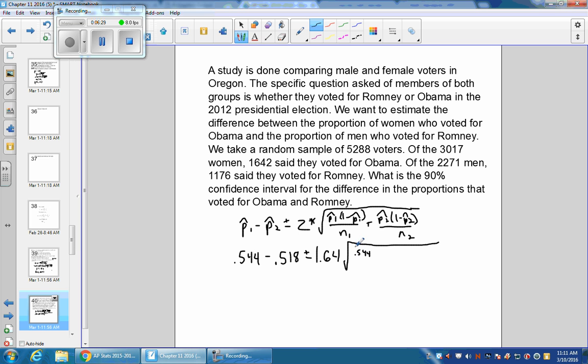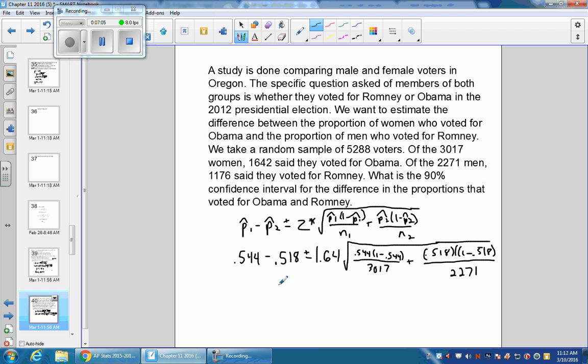the proportion 0.544 times 1 minus 0.544 all over our first n, which is 3,017, plus our second one, which is 0.518 times 1 minus 0.518 all over our second value, which is 2,271.